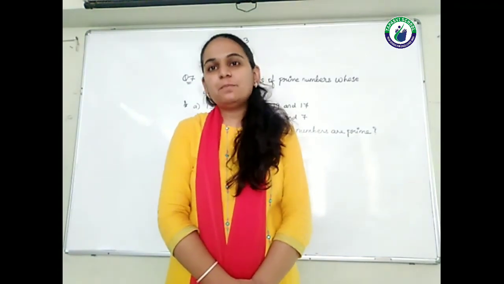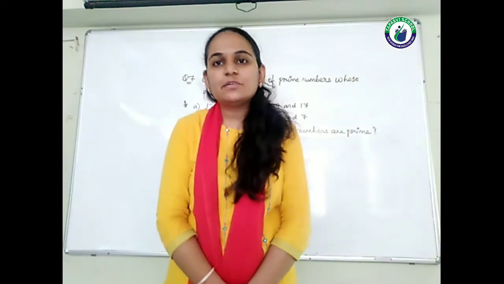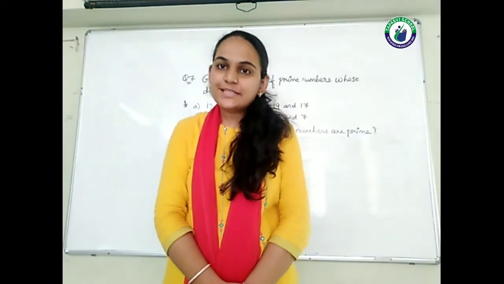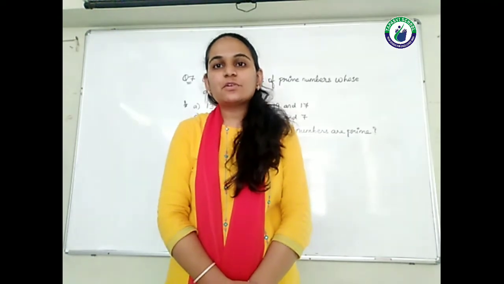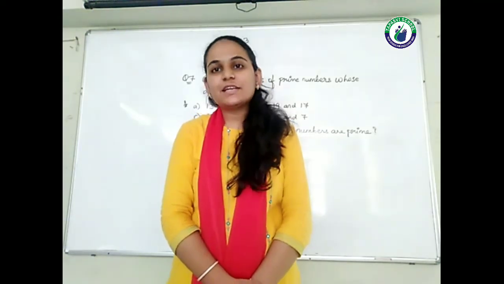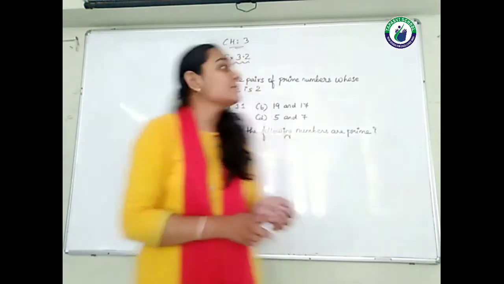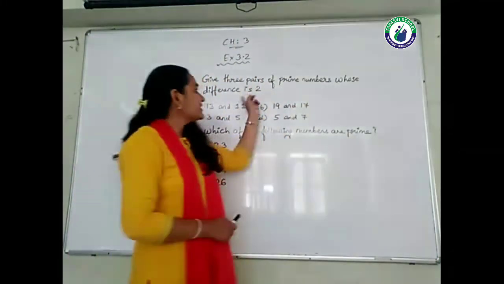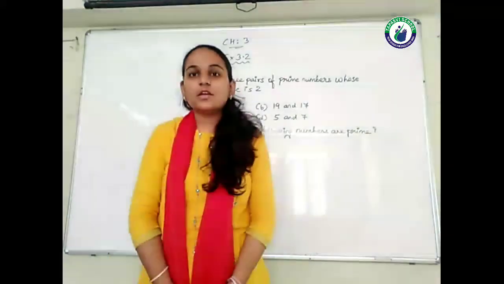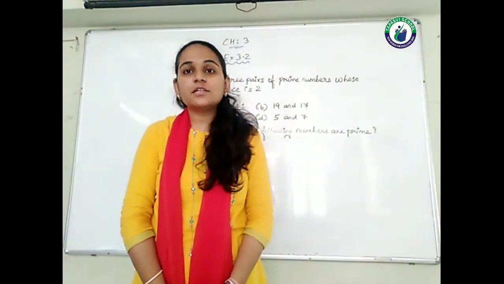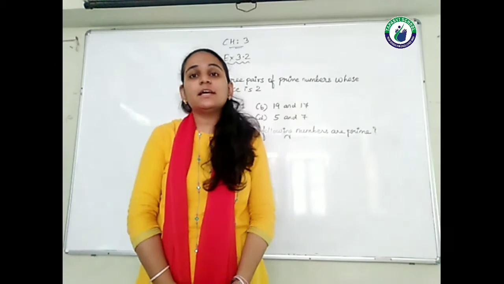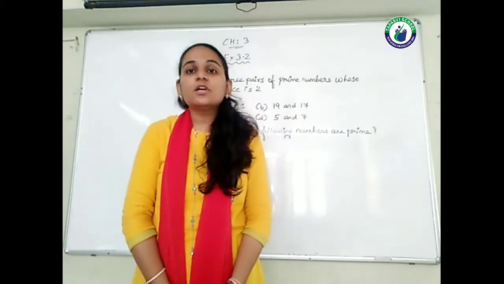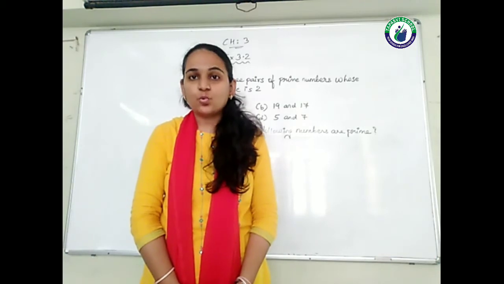If you remember in the previous lecture, we started with exercise 3.2 and completed up to question number 6. Today we are going to start with question number 7. So let's have a look at question number 7, students. Give 3 pairs of prime numbers whose difference is 2. You have to write certain pairs of prime numbers in such a manner that when you subtract them, you get a result of 2.